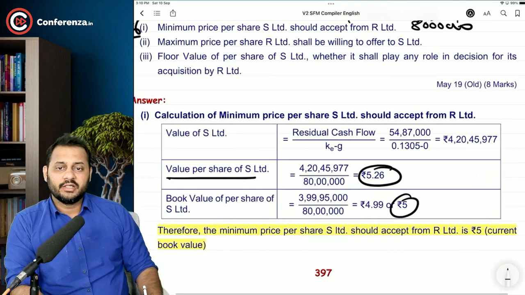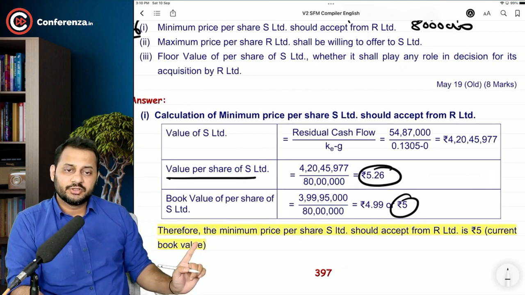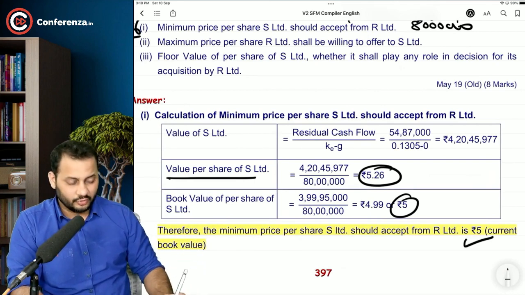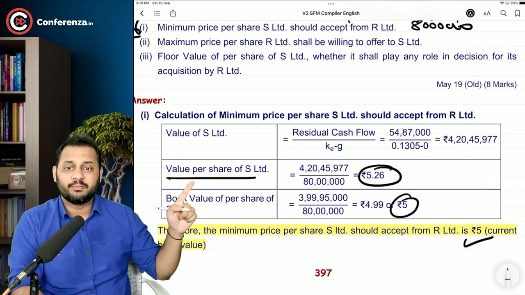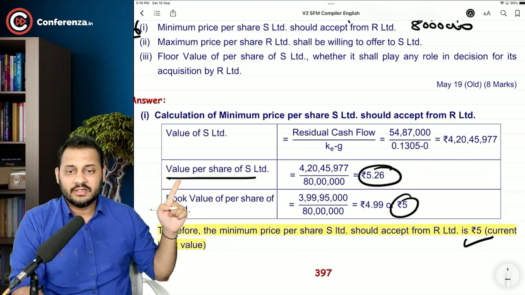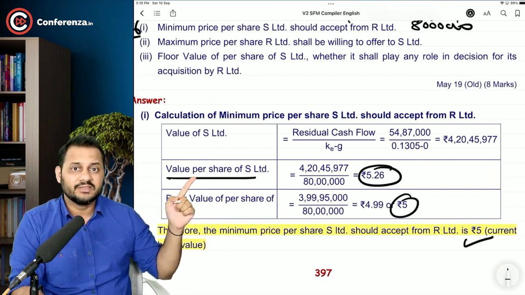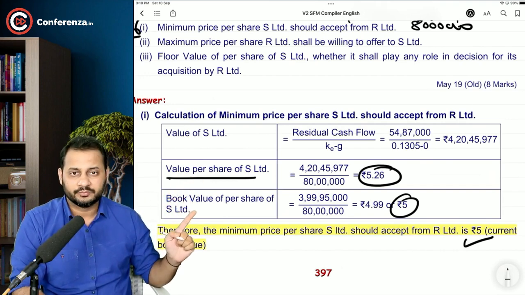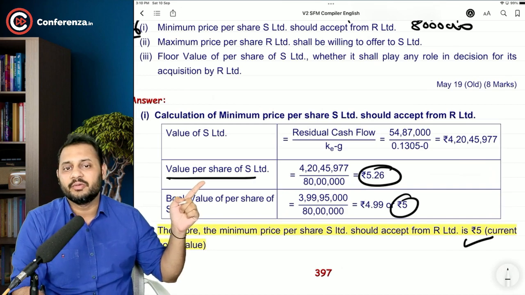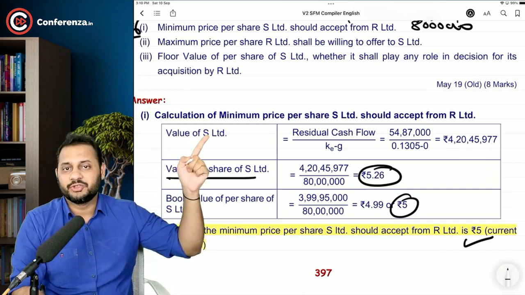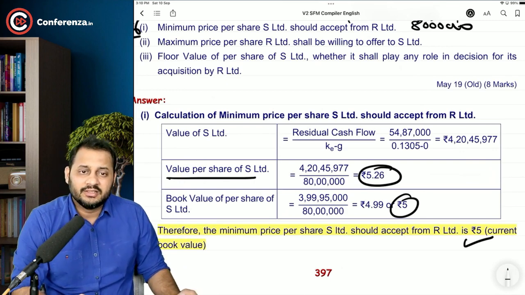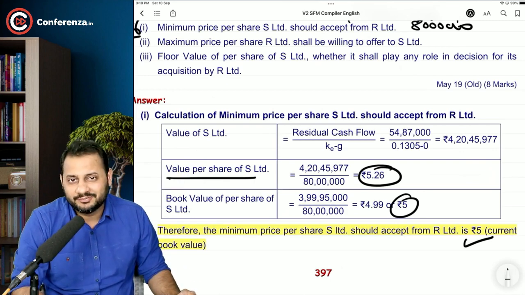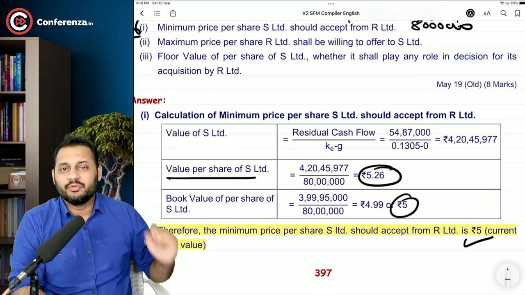So practically speaking, the minimum price per share S Limited should accept is rupees 5. But according to me, if you will ask me, S Limited will accept at least 5.26. They will say that our market price is more appropriate than the book value. So this is the current value of the company and that should be the minimum that they should accept. I am not satisfied with the answer of 5 rupees, but it's okay. This is Institute's answer. You should go with it. That's what we can do at the end of the day. But according to me, 5.26 should be the price.